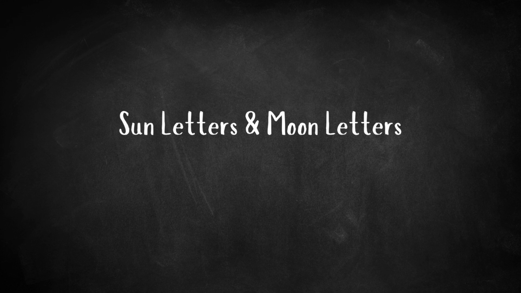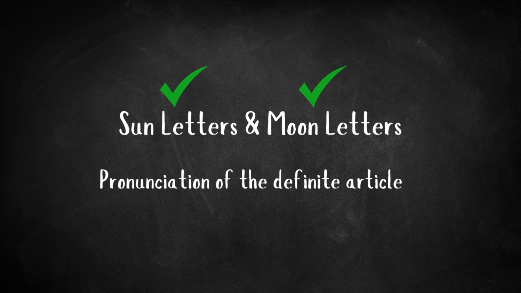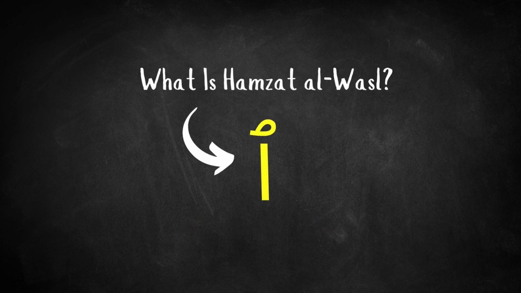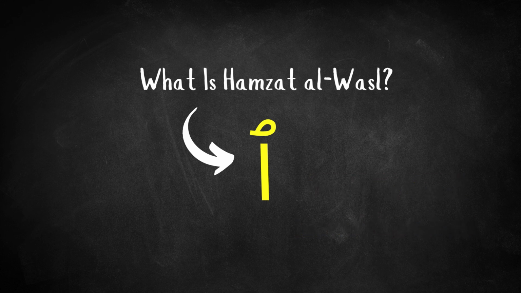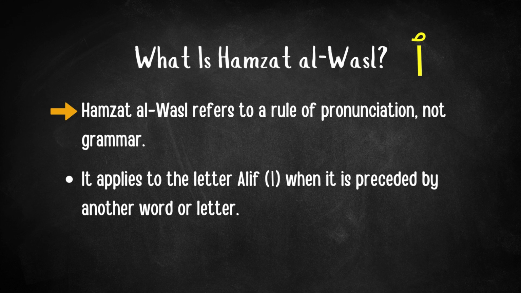Now that we have learned how sun letters and moon letters affect the pronunciation of the definite article al, meaning the, let's talk about Hamzat al-Wasl, a concept that also helps smooth the flow of pronunciation in Arabic. Hamzat al-Wasl refers to a rule of pronunciation, not grammar. It applies to the letter alif when it's preceded by another word or letter.